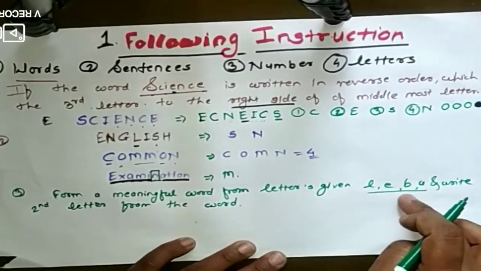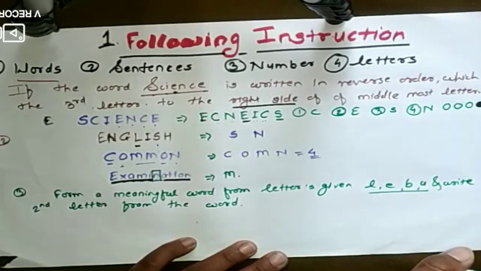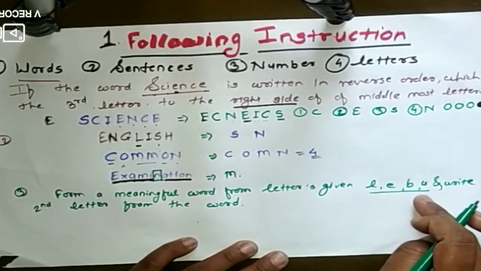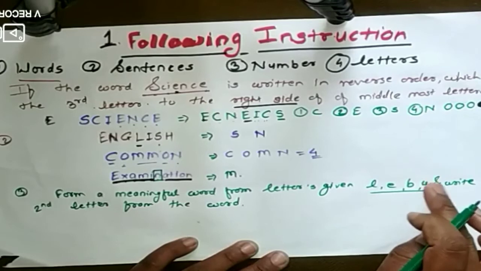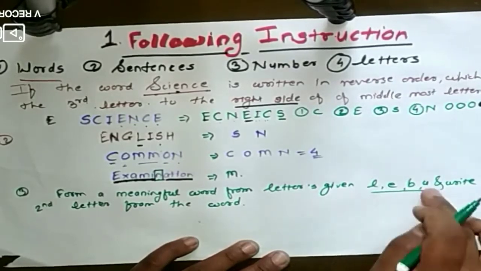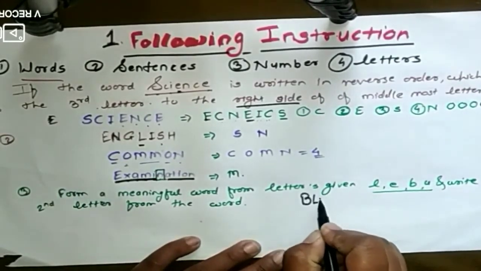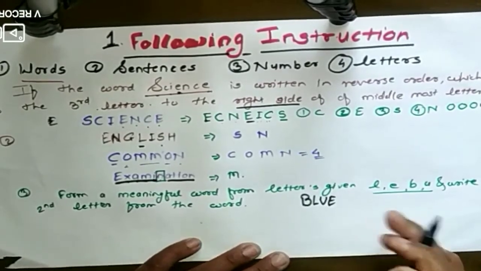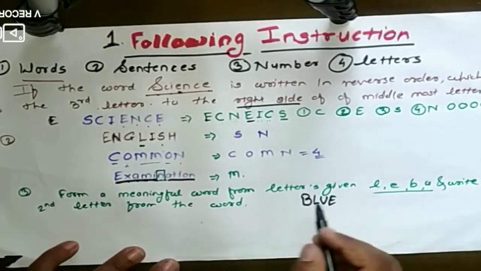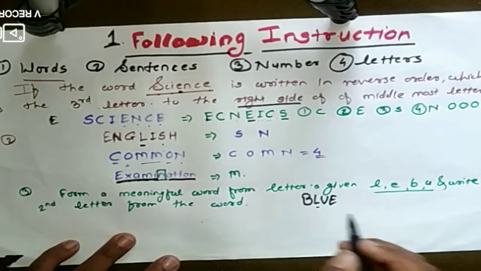First of all, you just try L-E-U-B. No, this type of word is not there. E-U-B-L, this also is not a word. Third, take B-U-L-E, no. But here we get the idea which word it is: B-L-U-E, this word is blue. Okay, now in this word blue, what is the question? Write the second letter of the word. So which is the second letter here? L is the second letter.